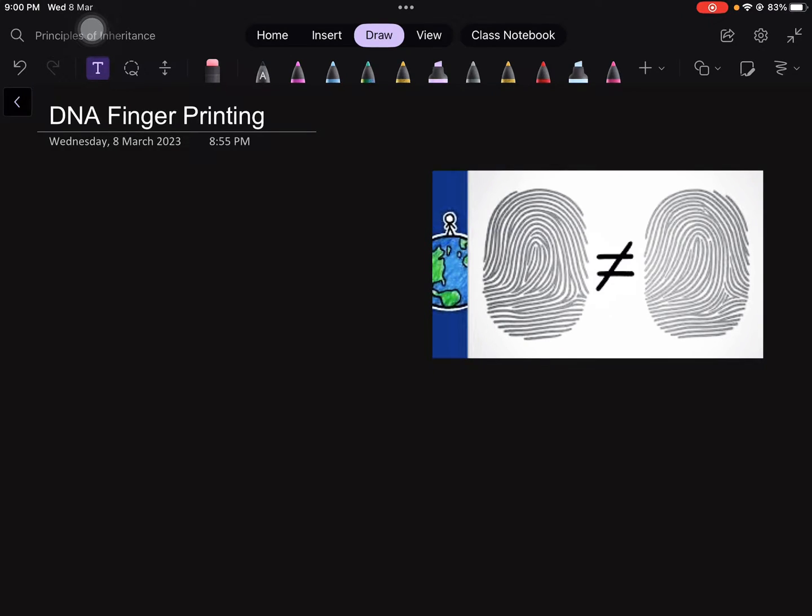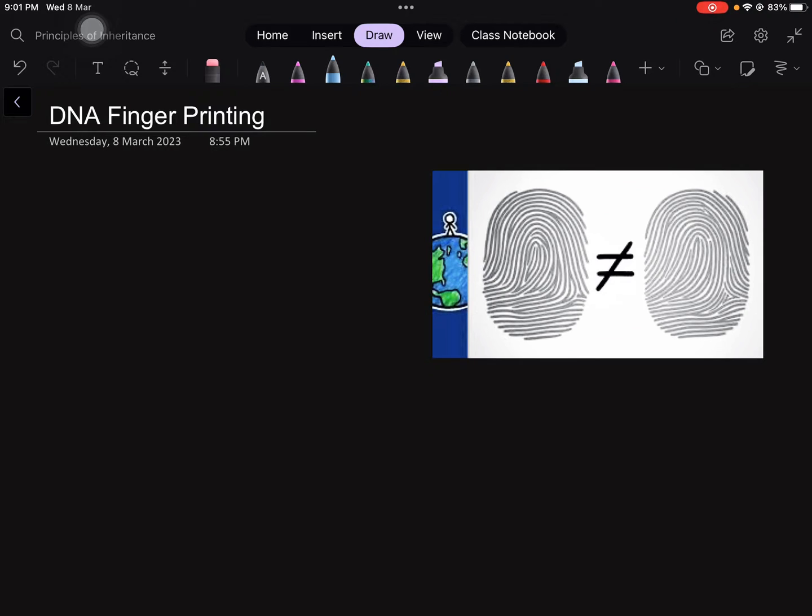Welcome to the session. Today, we are here to discuss the DNA fingerprinting technique, right? So, before I go to the DNA fingerprinting, how did we get this term, DNA fingerprinting? To understand this term, let us get back to the human fingerprints, right?